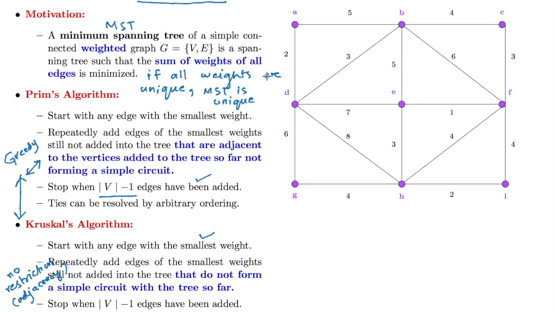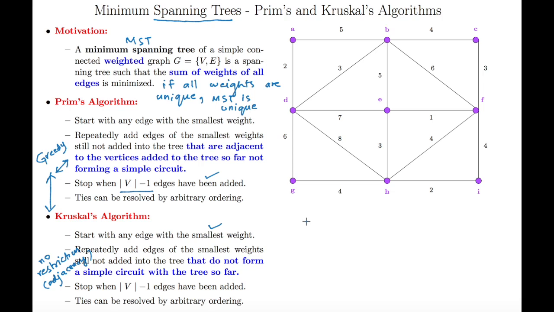Okay, so let's say we have a graph like this. We have vertices A, B, C, D, E, F, G, H, I. Now let's say we apply Prim's algorithm. So how do we add? First of all, what does it say? Any edge with the smallest weight. So the edge with the smallest weight is EF.